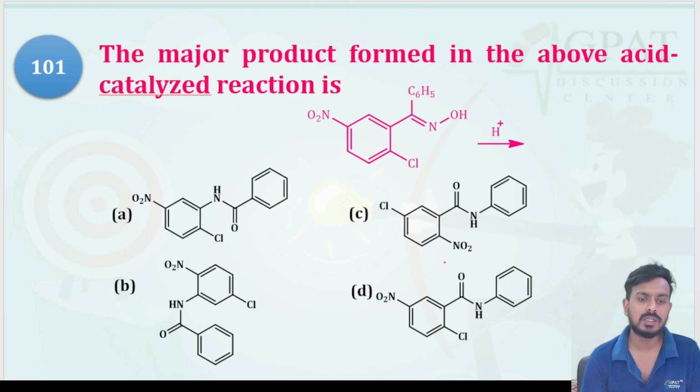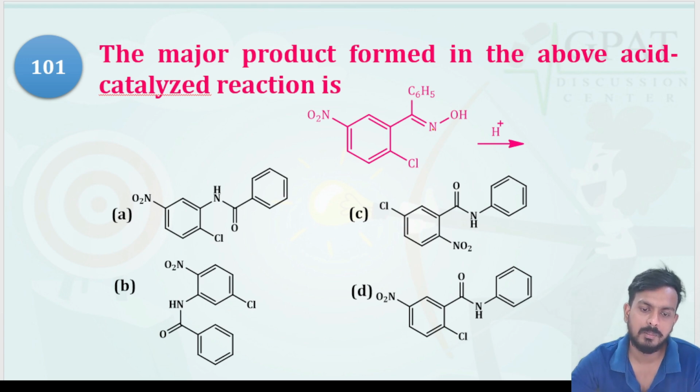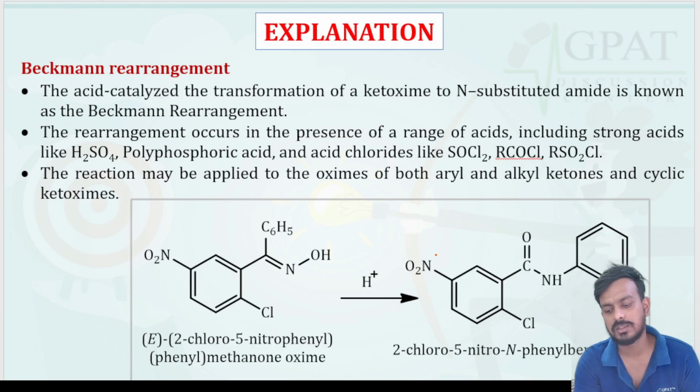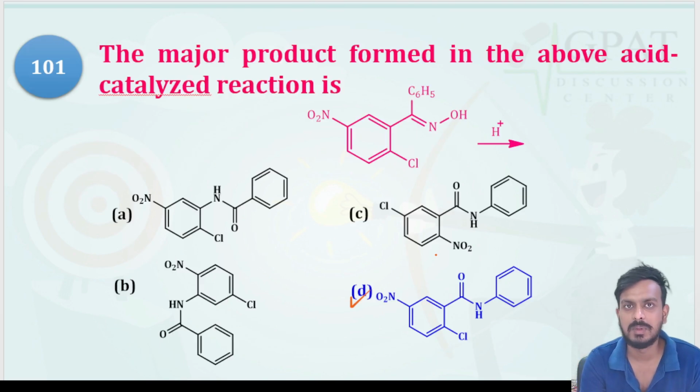Moving to the next question: the major product formed in the above acid catalyzed reaction. What will be the product formed when this compound reacts with nascent hydrogen? So if you see the structure, the product that will be formed is this. Let's understand what this reaction is. This reaction is called the Beckmann rearrangement.